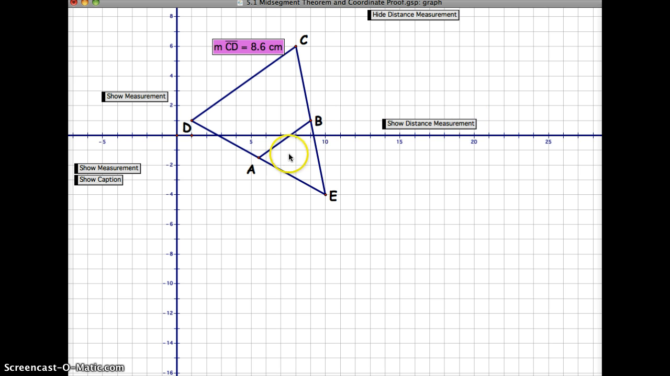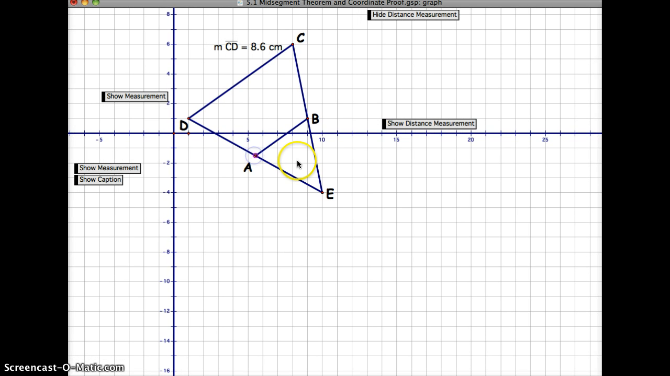Okay, if we do the distance here, from B to A, we're going to take our point, well, that's right there in the middle. And we do the distance formula there, we end up with a distance of 4.3. So if you do 8.6 divided by 2, you will get 4.3. Or if you do 4.3 times 2, you get 8.6.